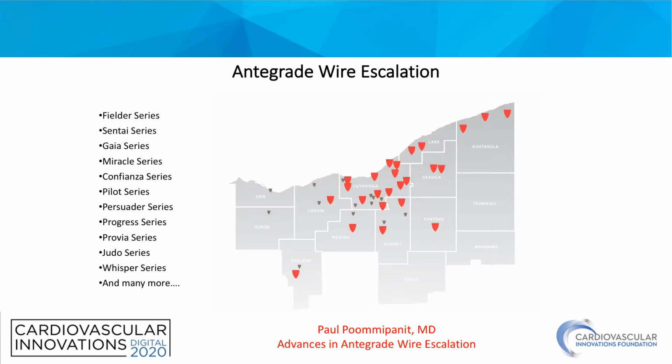And since that time, technology has essentially exploded this particular area to the point where it looks like this map of Northeast Ohio. These are all the University Hospital sites in Northeast Ohio. And so you have the Fielder series wires, you have the Sion and Gaia wires, you have the Miracle series wires, you have the Confianza series wires, you have the Pilot and Persuader series wires, you have the Progress and Provia series wires, you have the Judo series wires, and you have the Whisper series of wires, and many more.